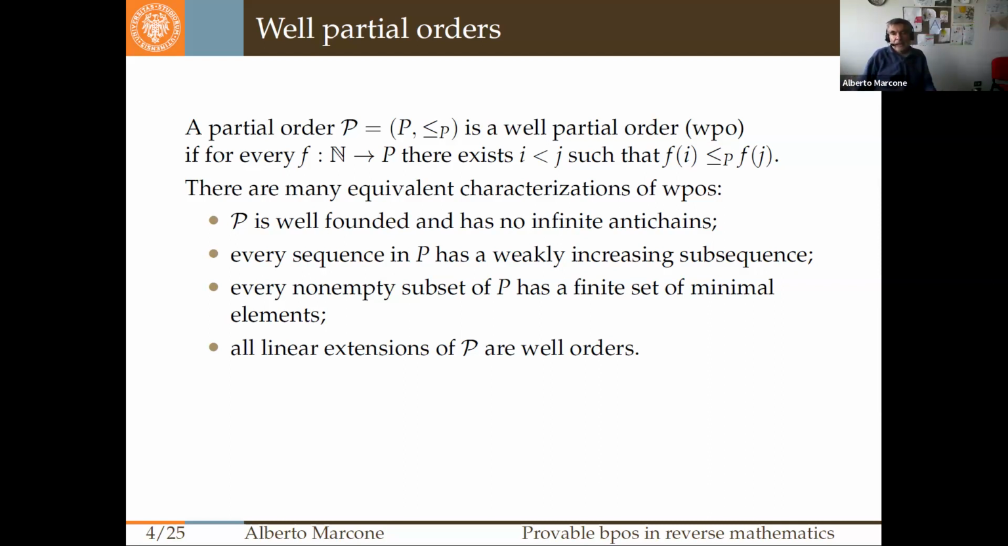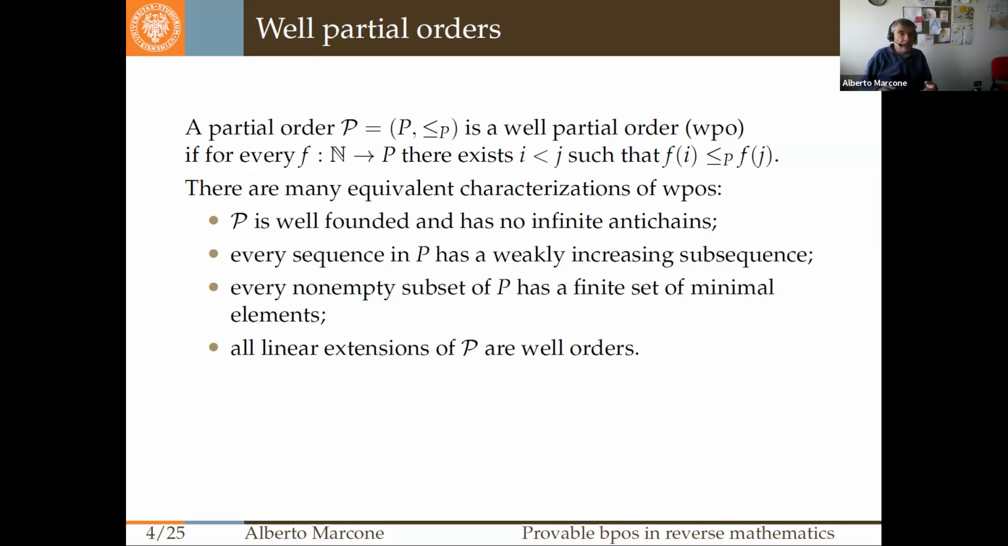Another characterization: if you have just a well-founded partial order, every non-empty subset of the partial order will have a set of minimal elements. Since we are also asking for no infinite antichains, that set of minimal elements is an antichain and so should be finite. So a characterization of well partial orders is that every non-empty subset of P has a finite set of minimal elements.